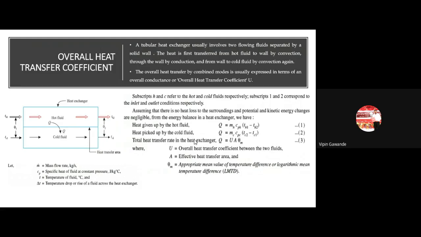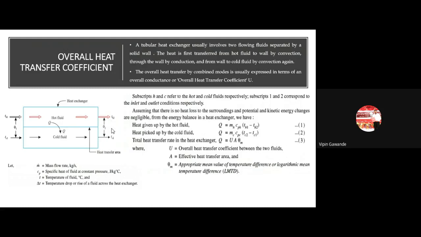Now we know that there are 3 modes of heat transfer: conduction, convection, and radiation. For all of these, we take a heat transfer coefficient. But why are we going for this overall heat transfer coefficient? It comes into the picture when multiple modes of heat transfer occur in a single thermodynamic system or thermal system.